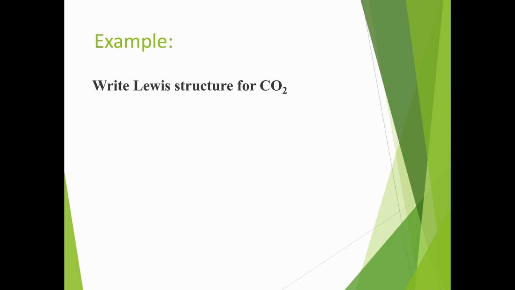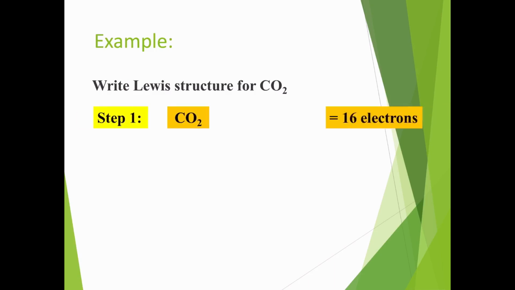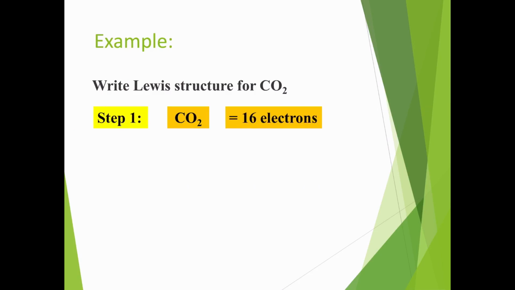So let's try one. Draw the Lewis structure for carbon dioxide. So first thing we need to figure out, how many electrons do we have to play with? We have 16 electrons total, right? We have 4 from the carbon, and then, right, so this is carbon plus 2 times the oxygens, and each oxygen has 6 valence electrons. So we have 2 times 6 is 12, plus 4 gets us 16 total electrons.